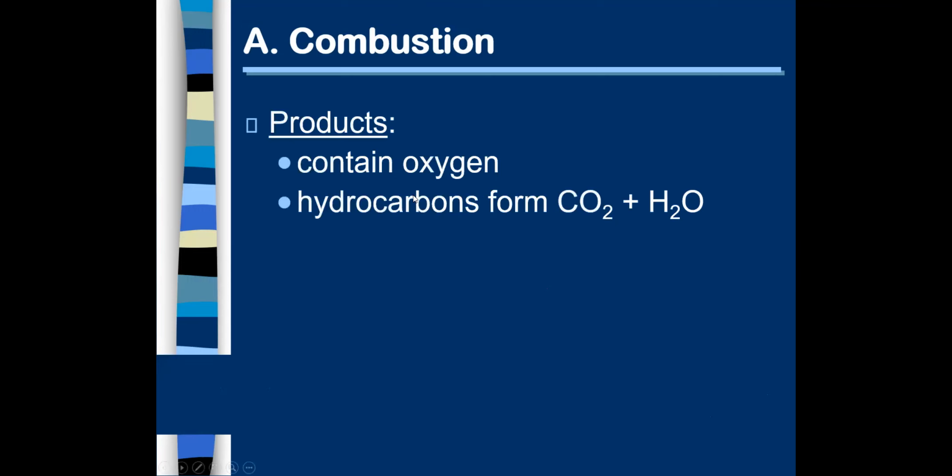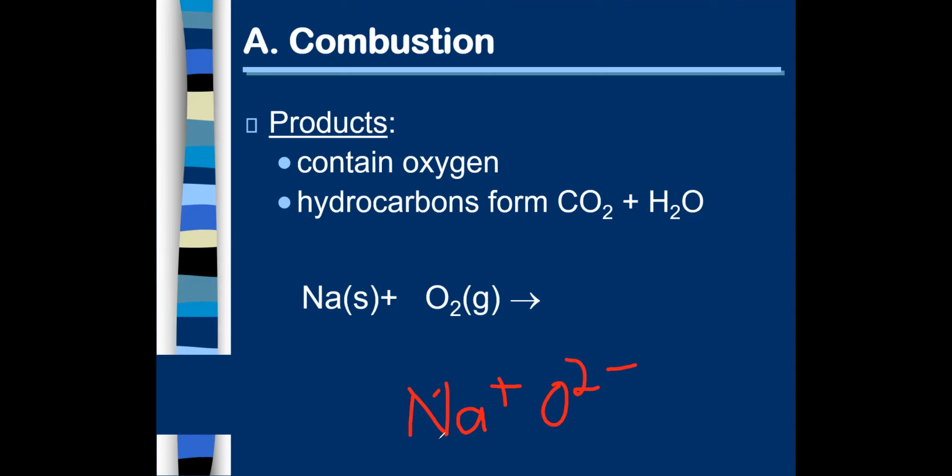And here's the key that I was telling you. If they're hydrocarbons, more specifically, they will form carbon dioxide and water every time. Okay, look at this one. Sodium plus oxygen. You can readily see that that is going to be NaO. But remember how I showed you how to put compounds together? Sodium is a plus, oxygen is a 2 negative. So you're going to end up with Na2O, not NaO. So this is Na2O.